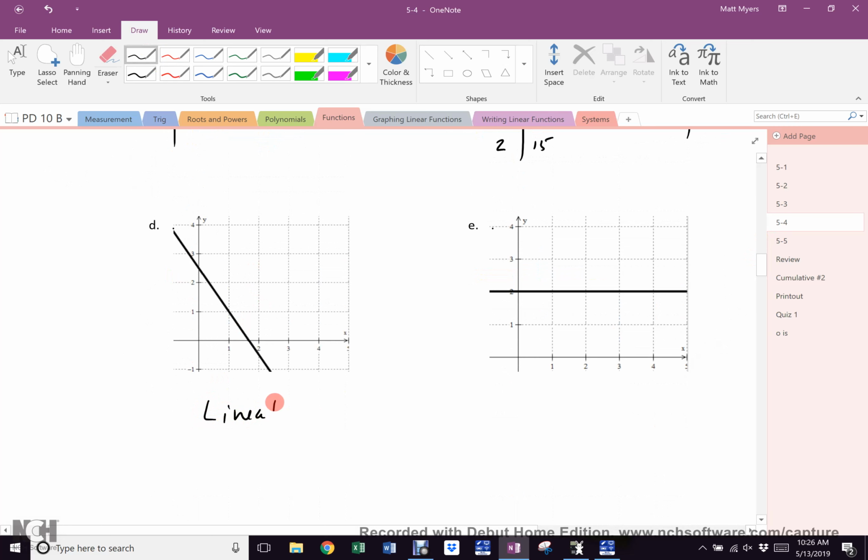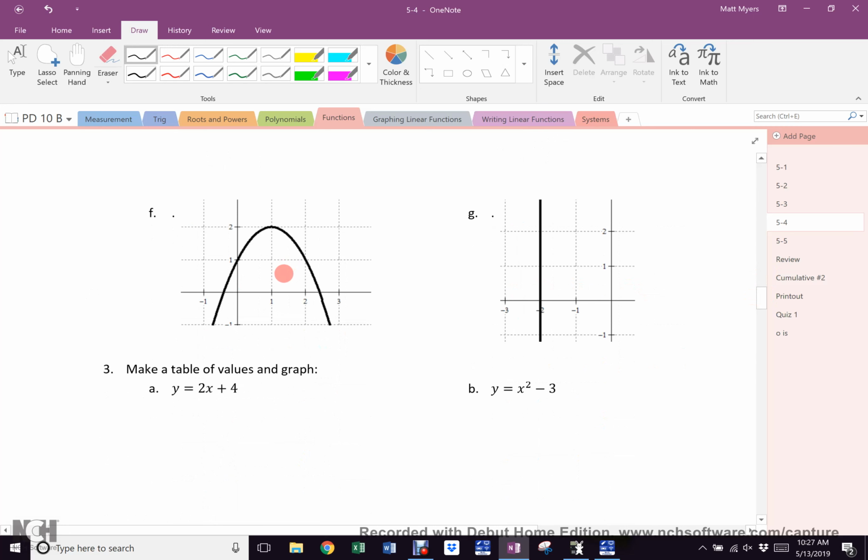Linear. Why? Because when I go from there, if I go out 1, I went down about 1.5, yes? So when I go out 1, I go down how far? About 1.5. Linear. What about that one? Linear, of course it is. Why? The rate of change is constant. What's the rate of change? 0. Because I go up 0 over 1. No matter how many times I go over 1, I only go up 0.